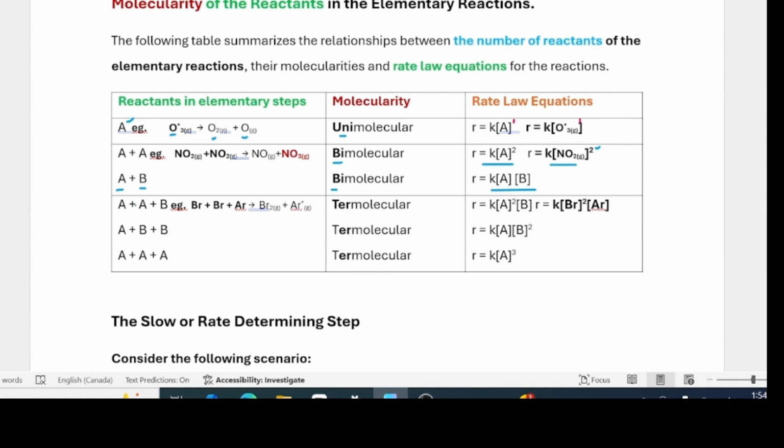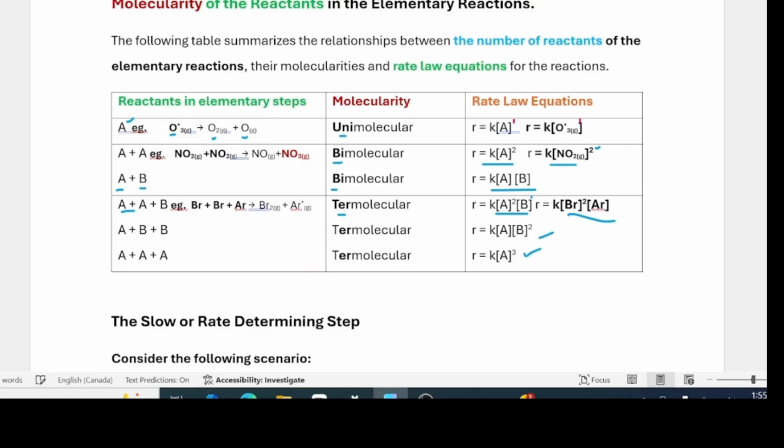If you have 2 of these and 1 of this, for example like this, it is said to be termolecular, and the rate law expression will be like this: A to an exponent of 2, B to an exponent of 1. You have 2 of these and only 1 of that. Specifically, if you have a bromine plus a bromine and an argon, it will be like this.